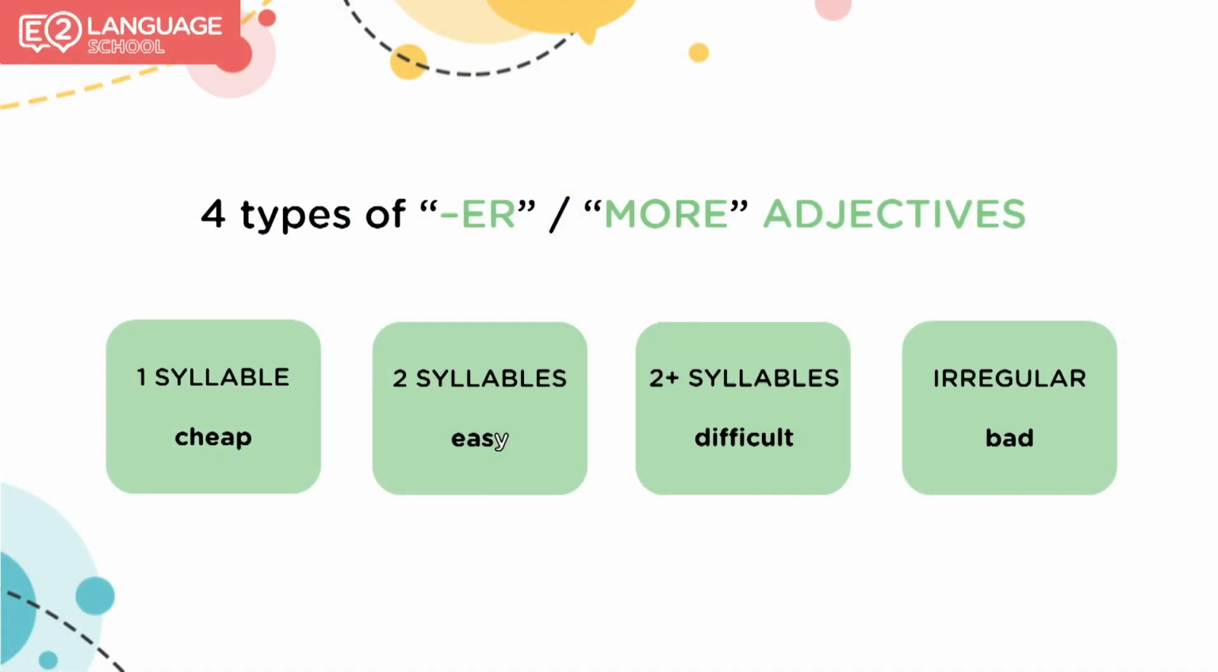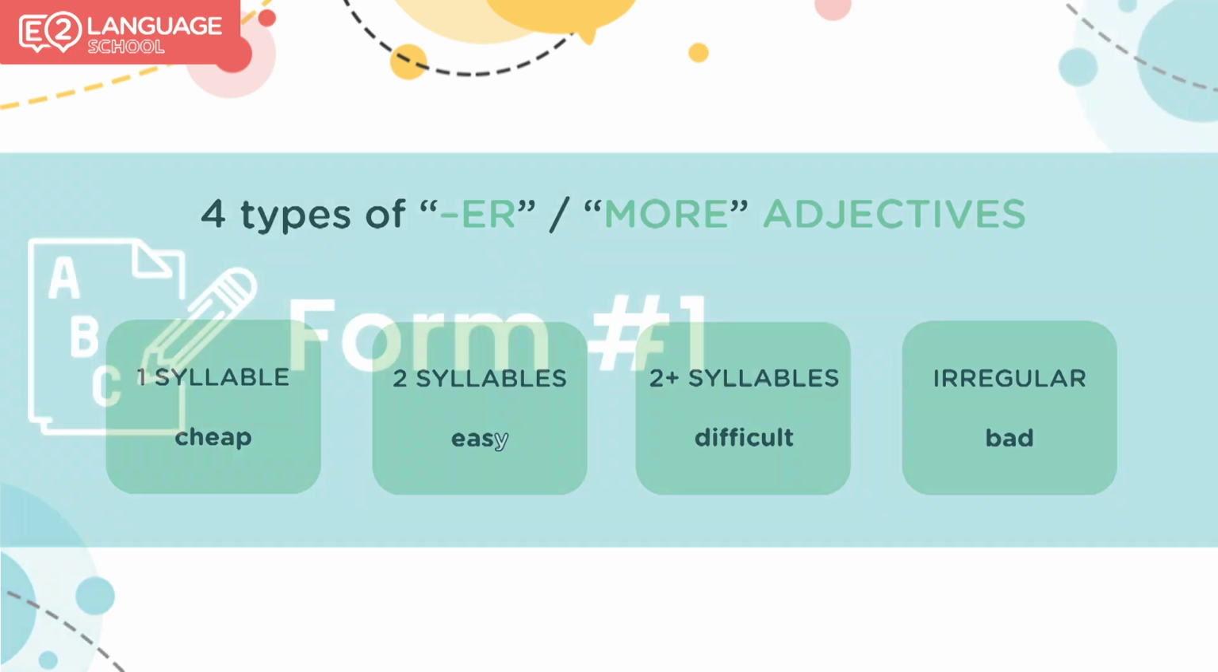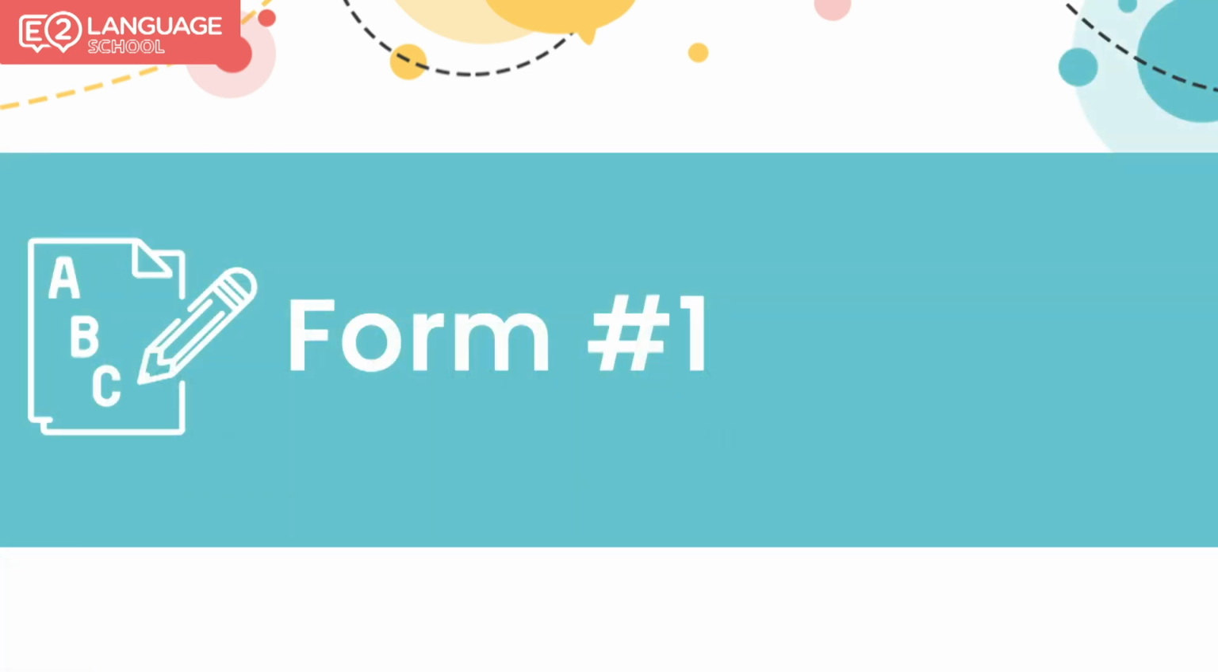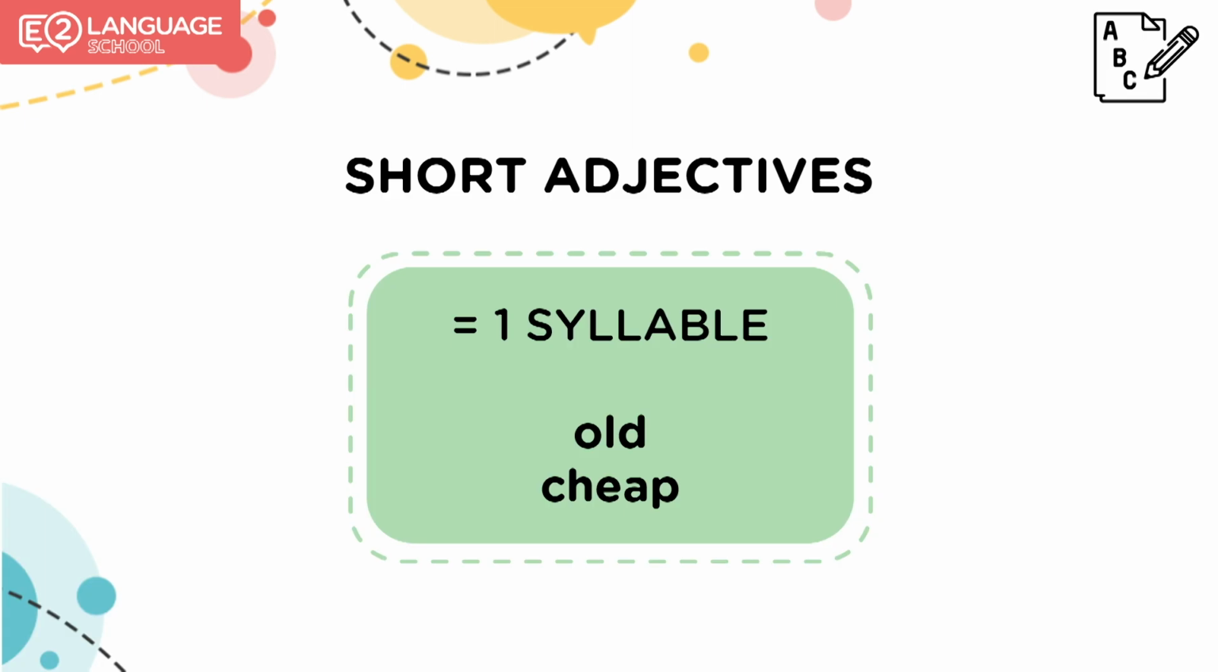For example, cheap has 1 syllable. Easy has 2. Difficult has 3, for example. And another example, interesting, that one has 4. So let's start by looking at the first form. So we use this one for short adjectives of 1 syllable, so old, cheap.